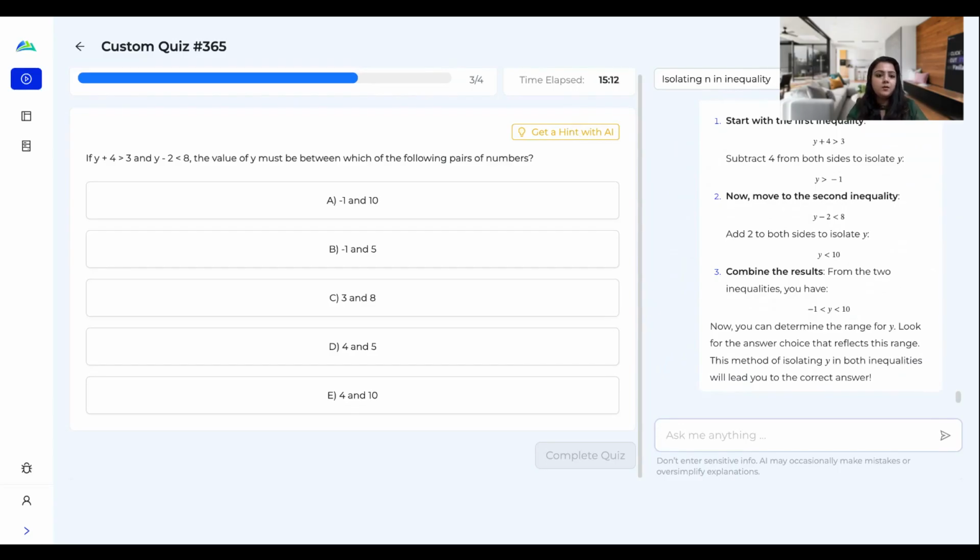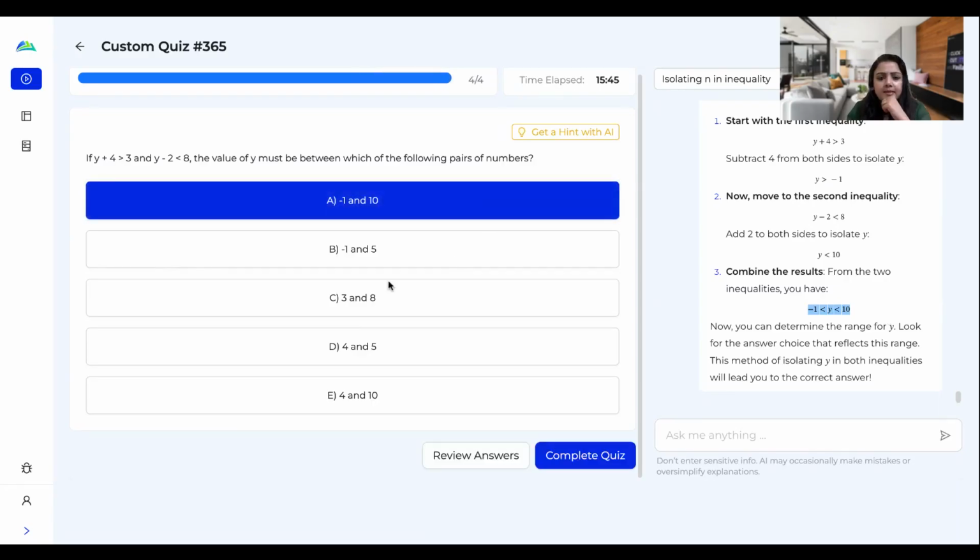Now, we already learned how to isolate in the first example. Say y plus 4 is greater than 3. If I add a minus 4 on both sides, I'm going to have y greater than negative 1. If I have y minus 2 less than 8, add a plus 2 on both sides, and you would have y less than 10 because you added 2 to both sides of the inequality. So now if you combine them, you have a y value greater than negative 1, but less than 10. The combined range is minus 1 less than y less than 10, and that's your answer.